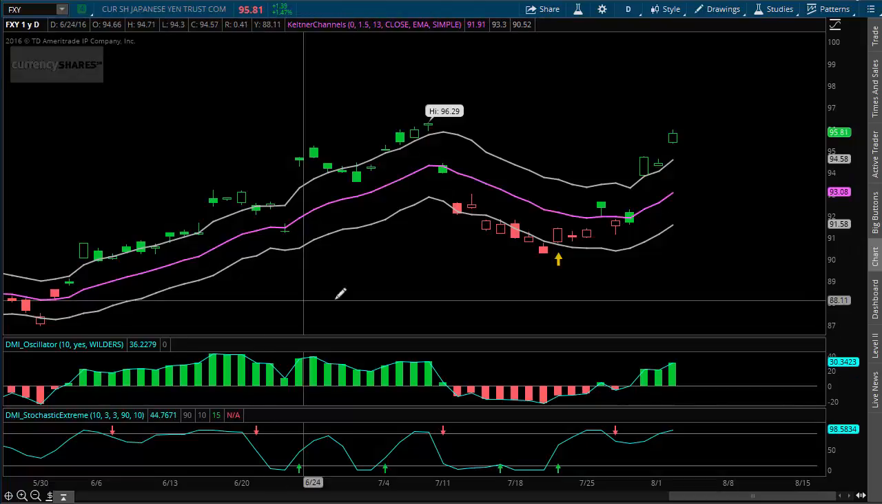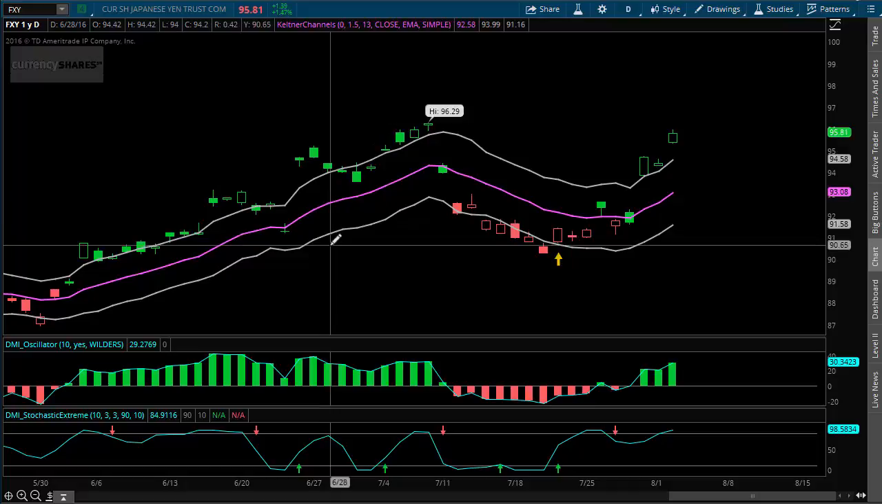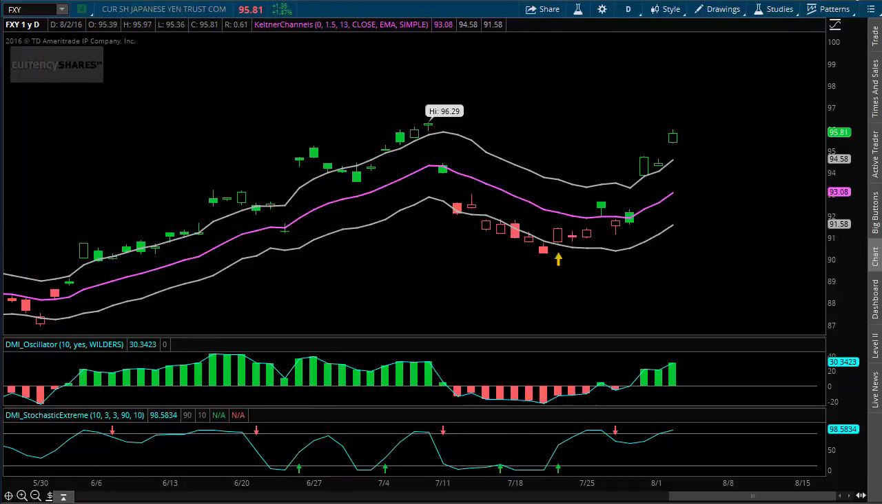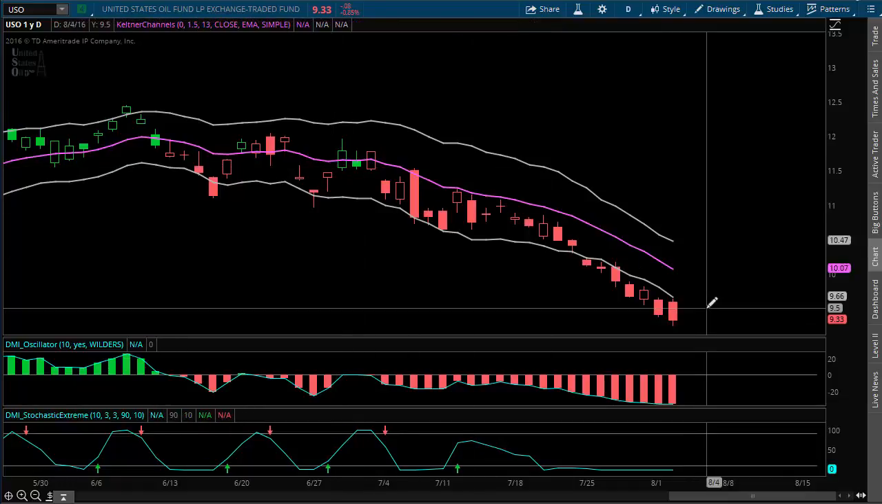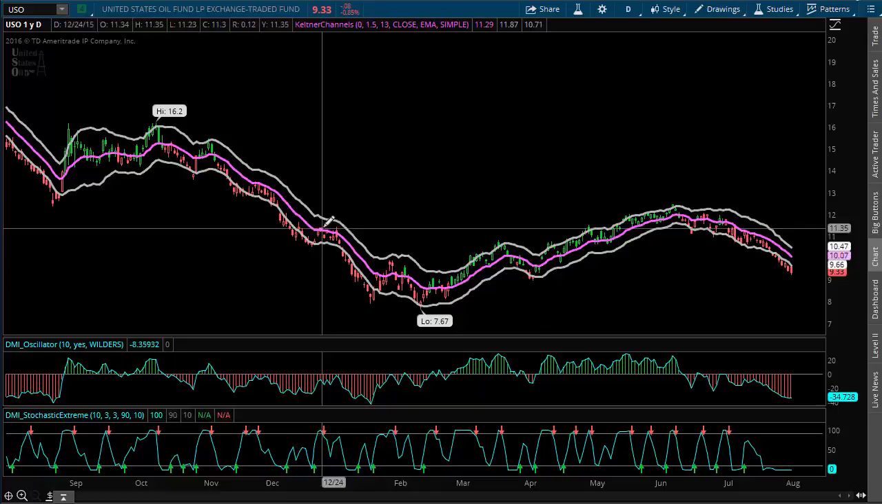I know you see these stories about Japan and what they're doing, and it does affect our markets, and it can be a headwind. Not to mention oil continues to be in a severe downtrend. So this is negative for stocks as well.